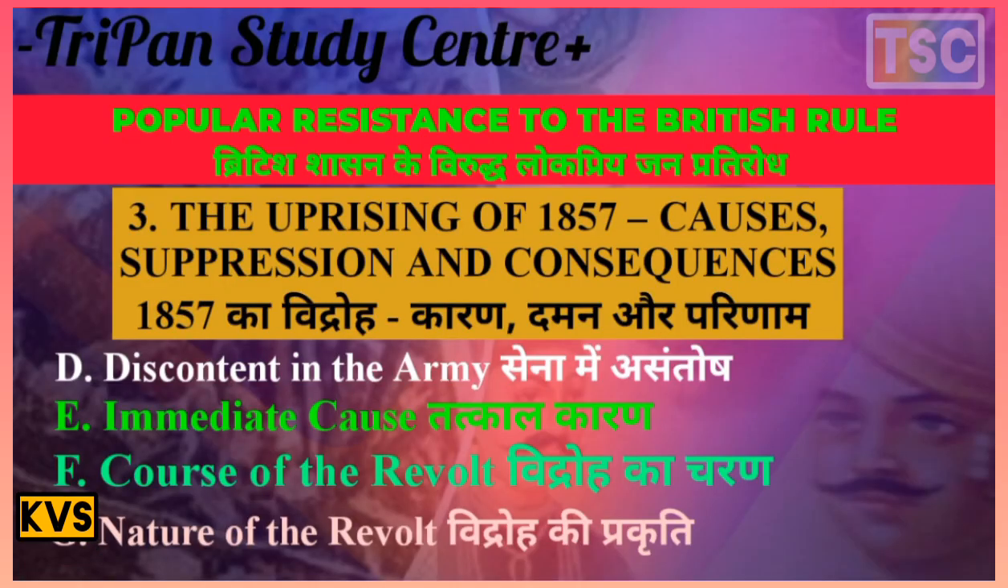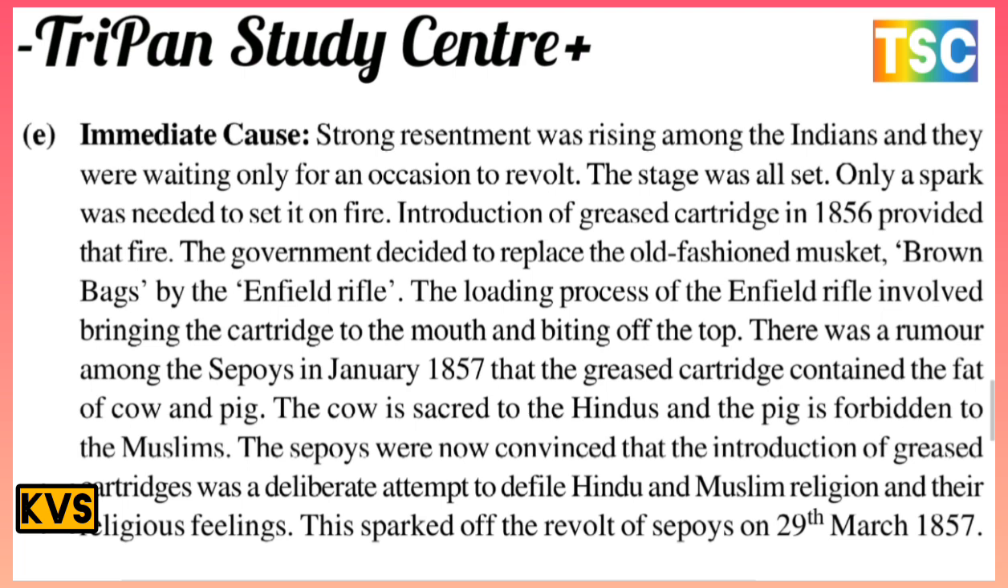The next point is the immediate causes. This is the most important one. Strong resentment was rising among the Indians, and they were waiting only for an occasion to revolt. The stage was all set. Only a spark was needed to set it on fire. The introduction of the new rifle in 1857 provided that fire.